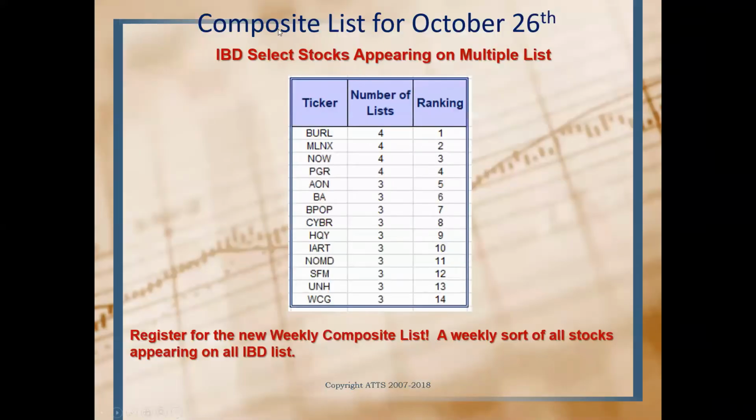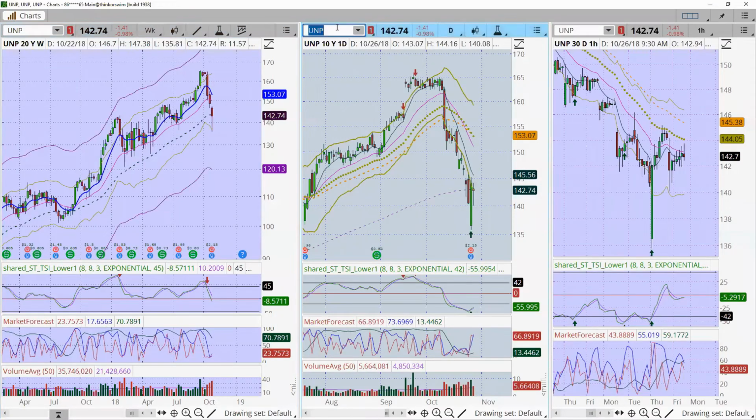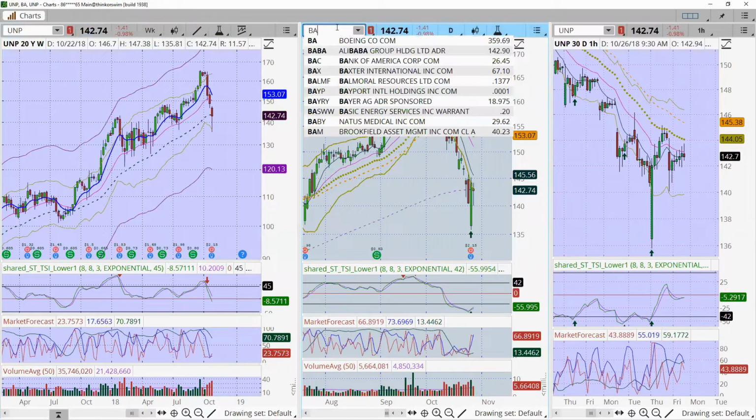You can find the IBD composite list is down to, it's showing some of the old favorites we've had on there before. Just keep a look on that. BA, another one of those stocks. What is BA? It's Boeing. I think Boeing, great company, absolutely great company. But BA, yeah, Boeing company.